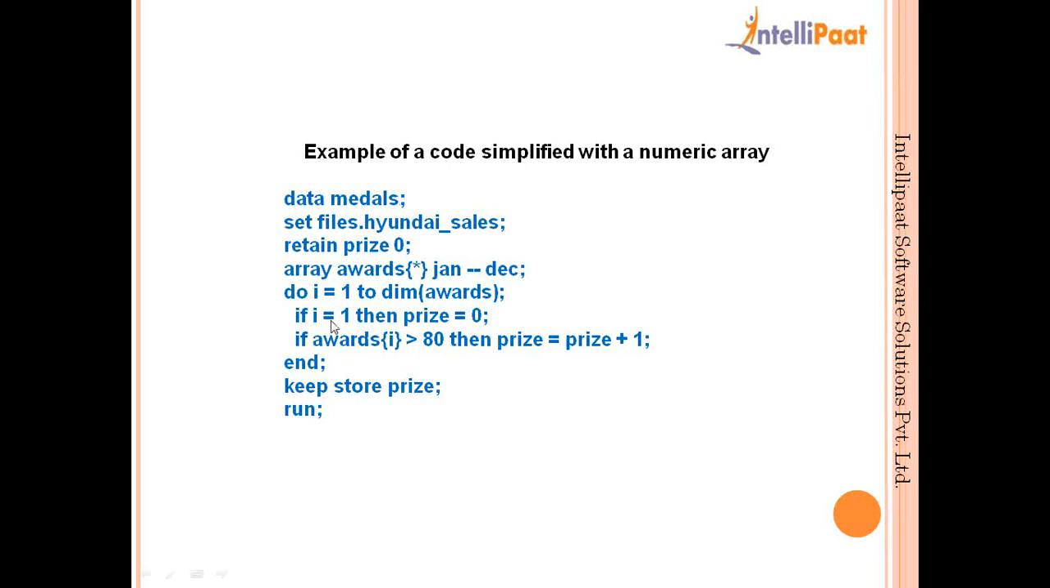Then if i is equal to 1, then price is equal to 0. If awards(i) is greater than 80, then price is equal to price plus 1, and keep the price. So this is how this program is going to run.